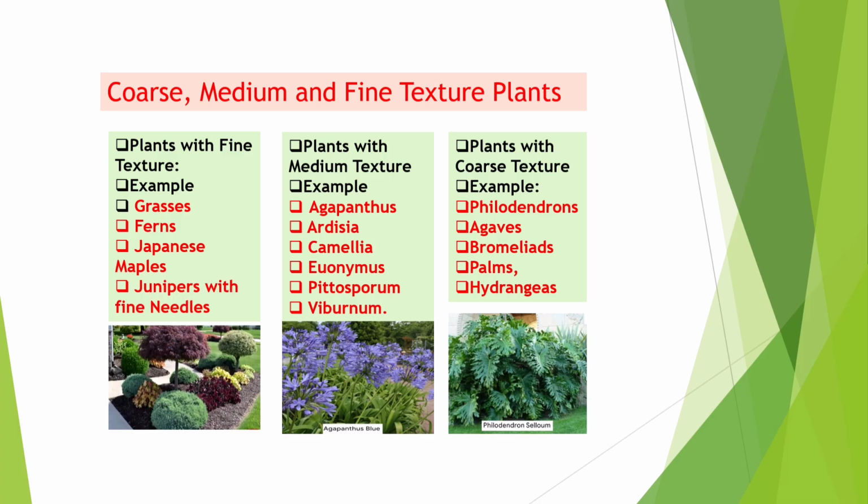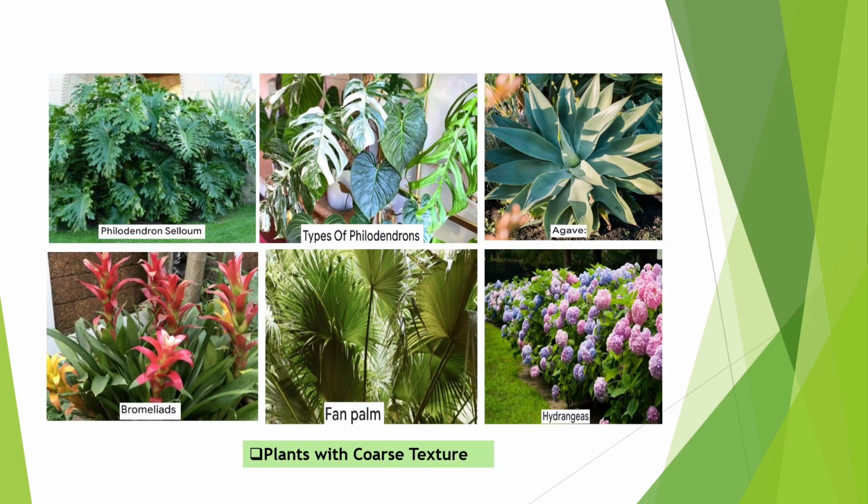So we'll see them in the next slide, some of the forms which are given here, which are basically the plants with coarse texture. Here, broad-leaved plants. There will be a philodendron. These are the types of the philodendron. Agave will be pointed.